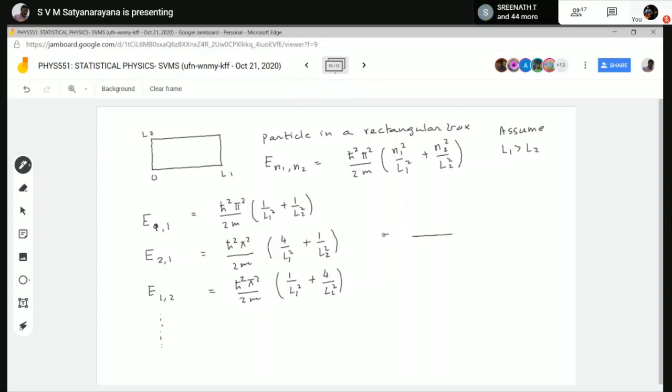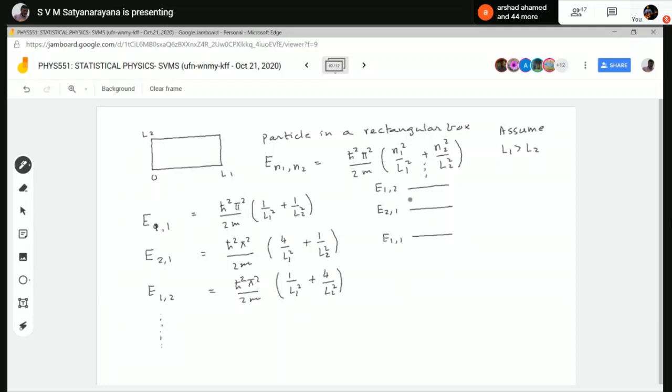This is E1 comma 1. Then I have E2 comma 1. Then I have E1 comma 2. Okay, so these are the energy levels, and of course there are also many energy levels above this. For the time being, let's assume that we don't consider them, or the higher energy levels are so high that our system is not going to get excited to those levels anytime.